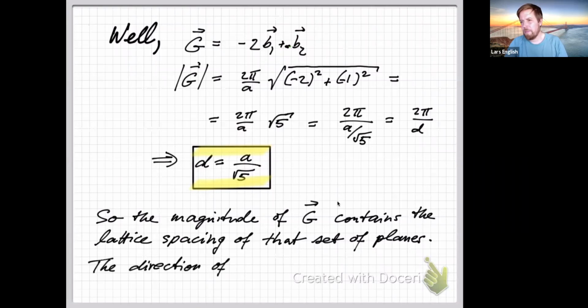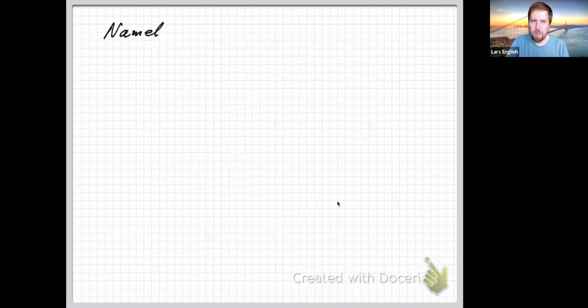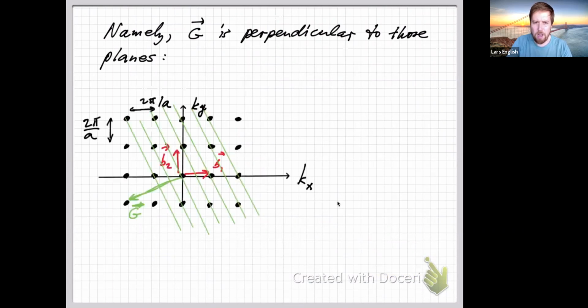And the direction of G yields the orientation of the planes. Why? Because G is perpendicular to those planes. So G here is perpendicular to those planes, and we can see that quite directly. If I'm pointing to a particular atom here that lies on this plane, I would expect R and G to be perpendicular.